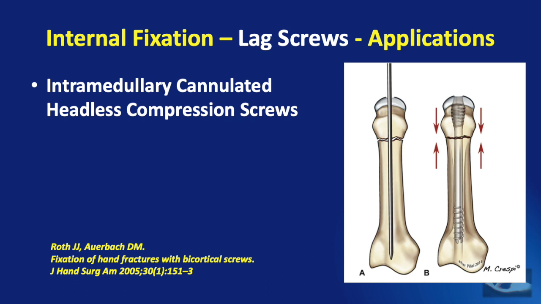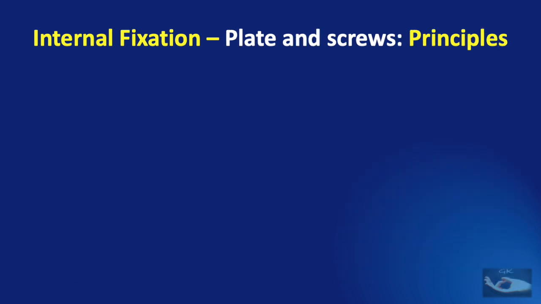One other type of screw that can be used in hand fractures, apart from the headless screw that can be used for scaphoid fractures, are the intramedullary cannulated headless compression screws, which can be used for fixation of metacarpal fractures or phalangeal fractures. Now we shall see the role of plate and screws in internal fixation of fractures of the hand.